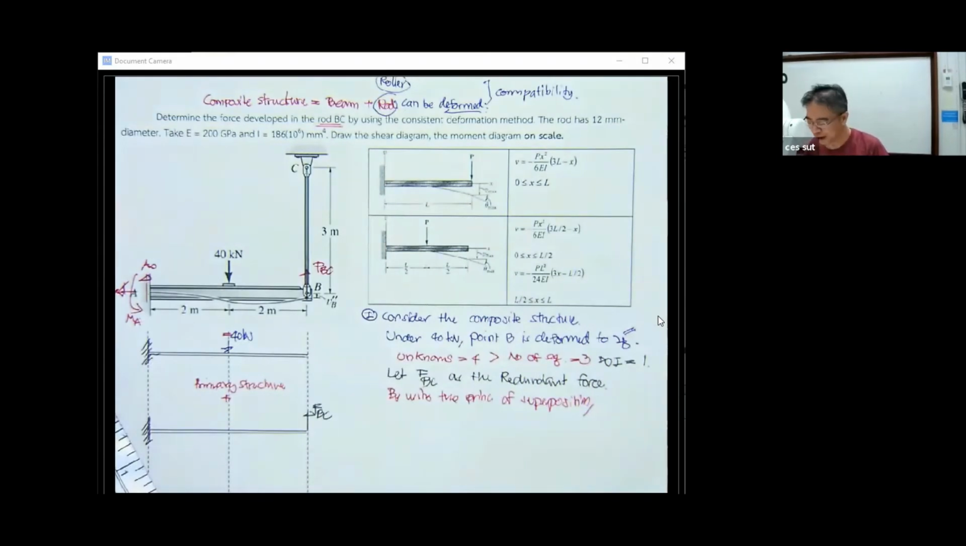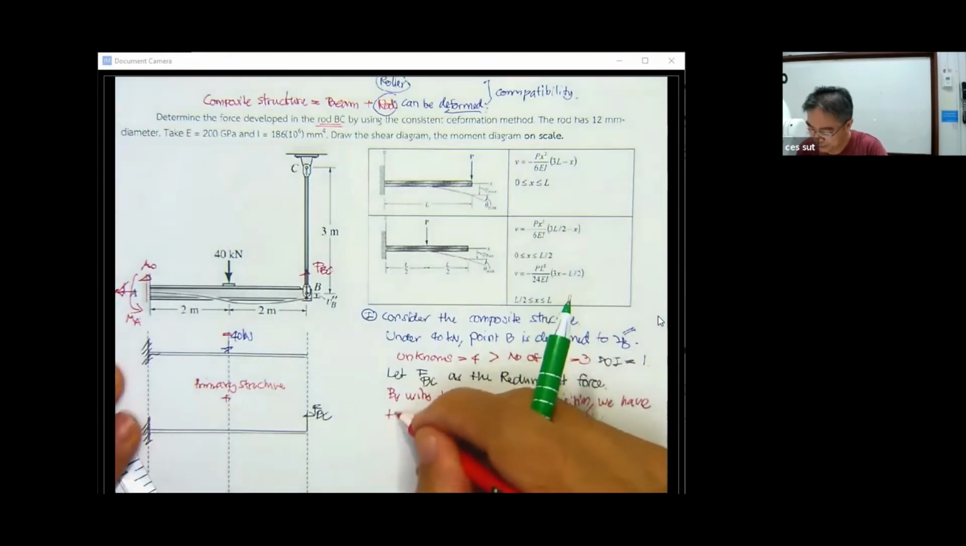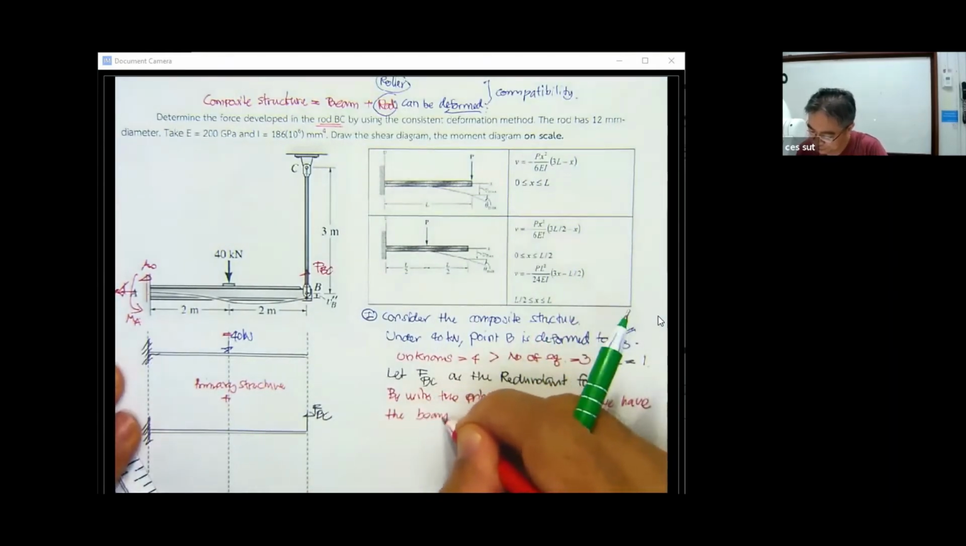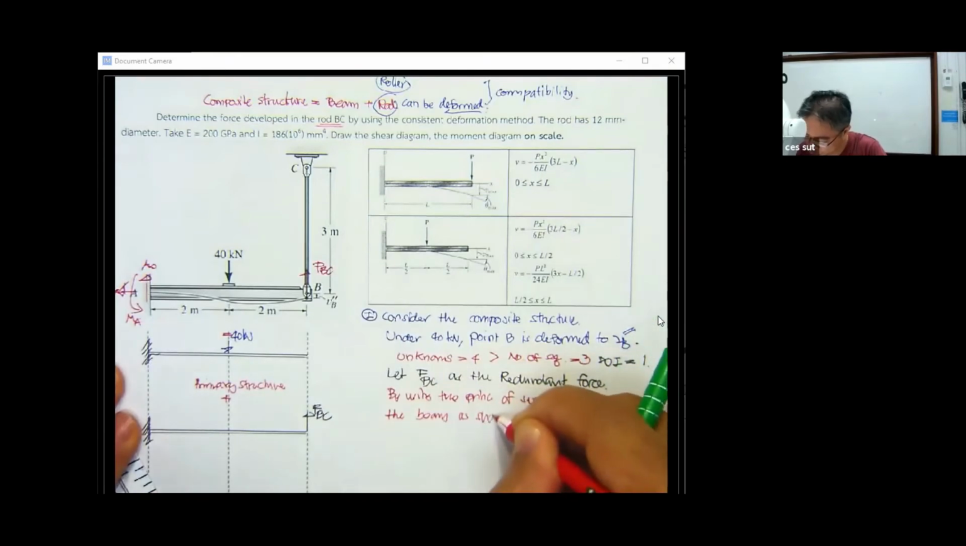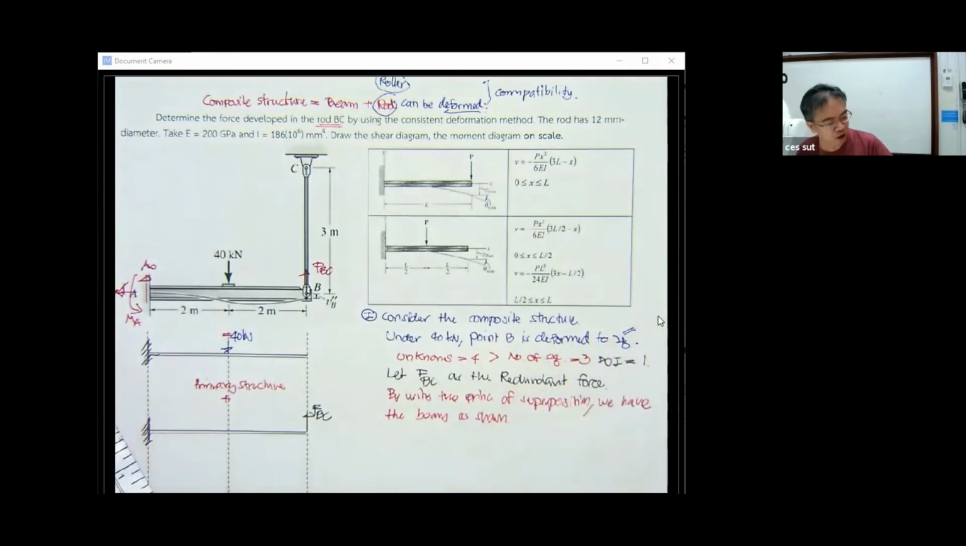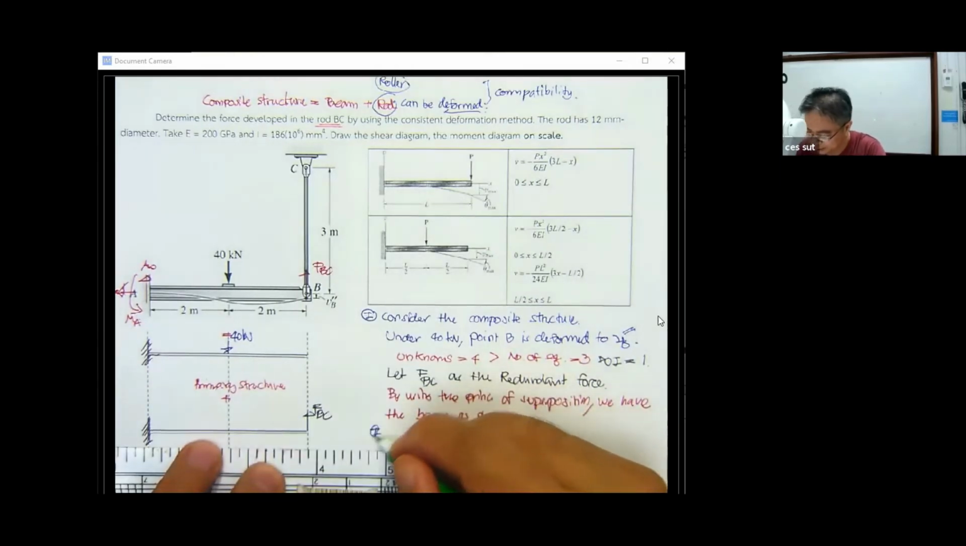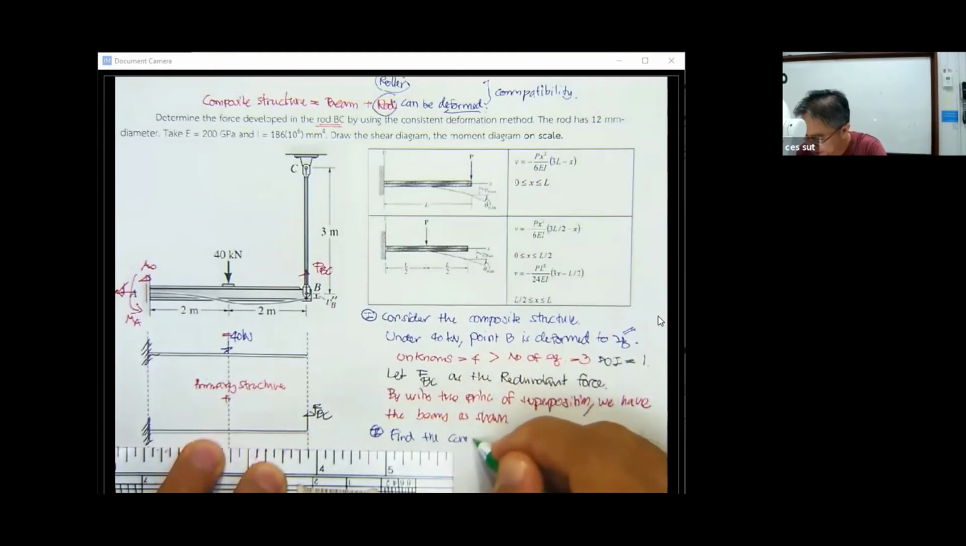Let's say we have the beams as shown, and then we have to draw the elastic curve. Second, we find the compatibility condition at what?